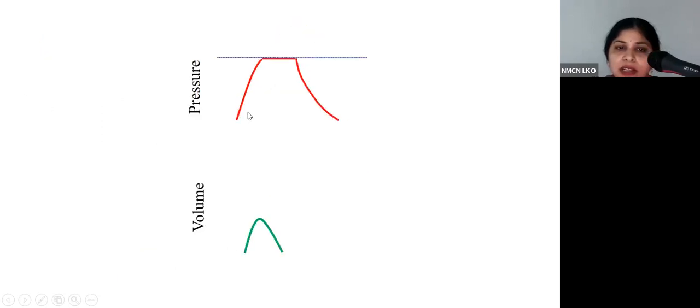This is a kind of limit where the pressure is constant. We can see this bar where we want the pressure to be limited. So in each breath, we want the peak inspiratory pressure to be limited up to this, and the volume can vary.